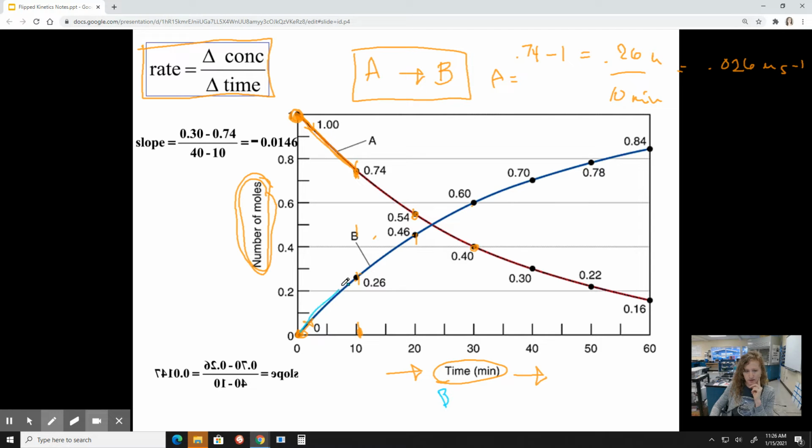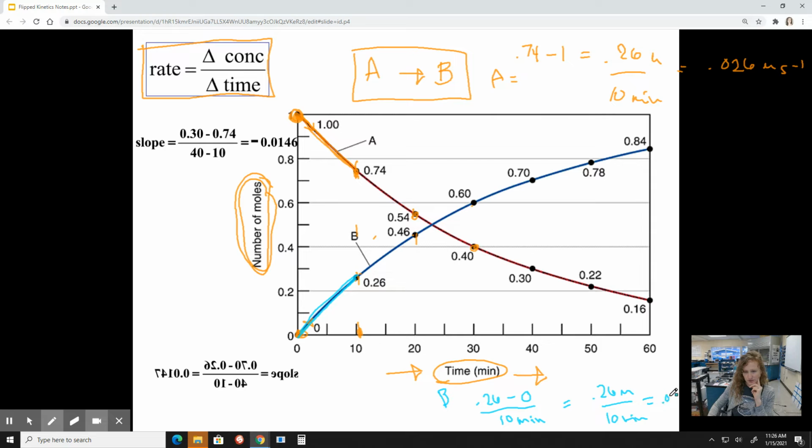Okay, so B, I'll do down here at the bottom. Again, we can look at this change between these first 2 points. Okay, so B is going to start at 0. It's going to finish at 0.26. I'm going to go final minus initial over my change in time, which is 10 minutes. So I get 0.26 molar over 10 minutes.